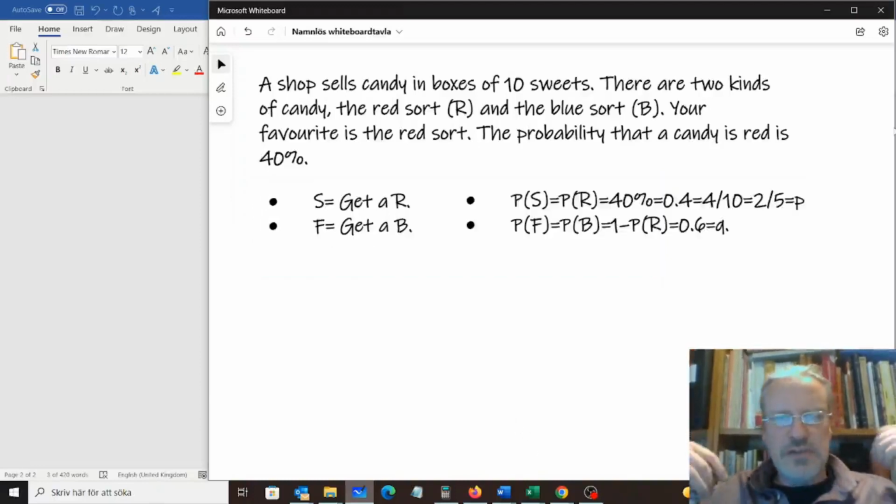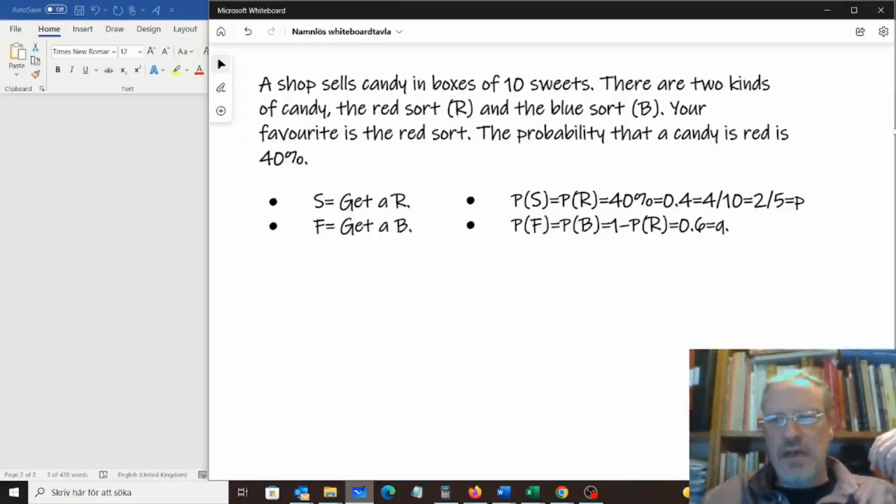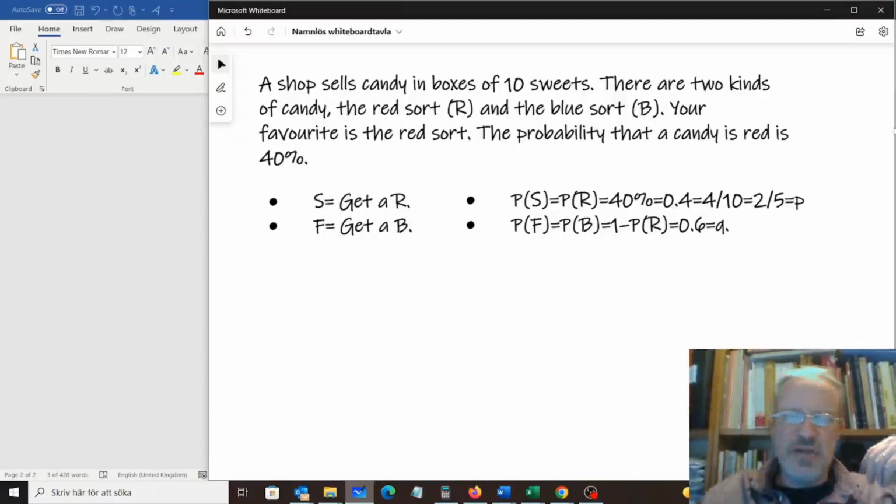So in other words, we can say that the probability to get a success is the same as the probability to get a red, and that is 40%. We can write that as 0.4 or 4/10 or 2/5. And we usually denote the probability to get a success with the p. So the probability to get a failure, that is the probability to get a blue, is 1 minus the probability to get a red, since the total probability should be 1, and so that should be 0.6, and we usually denote that with a q.